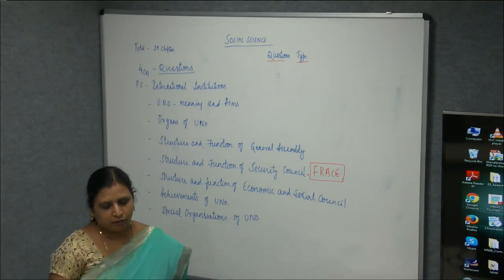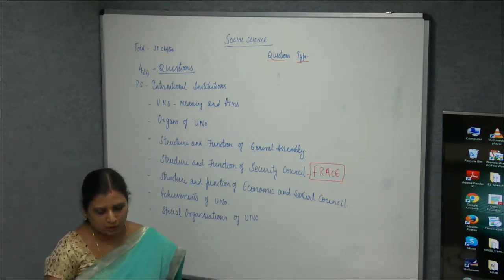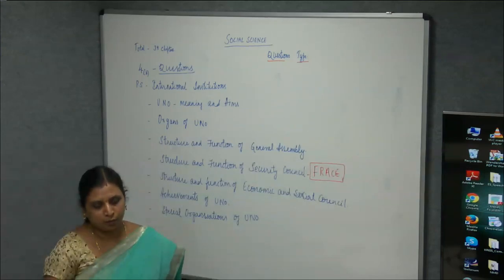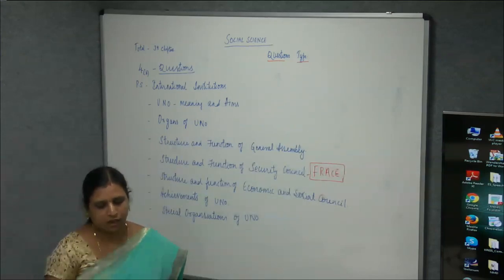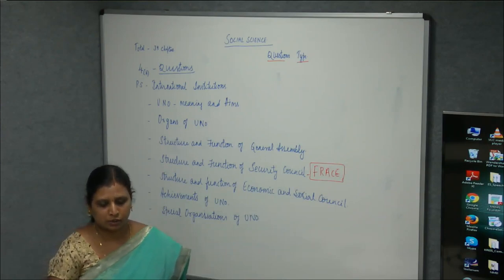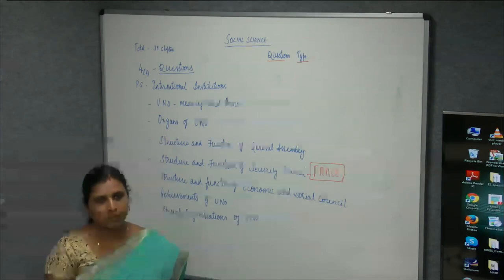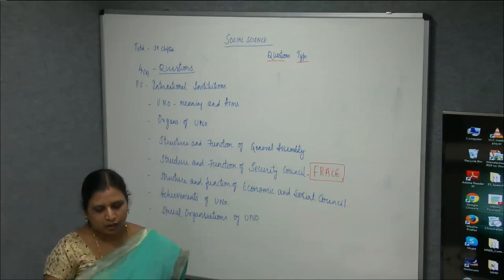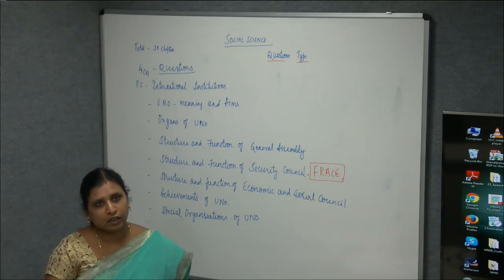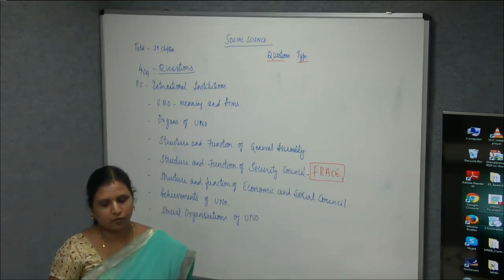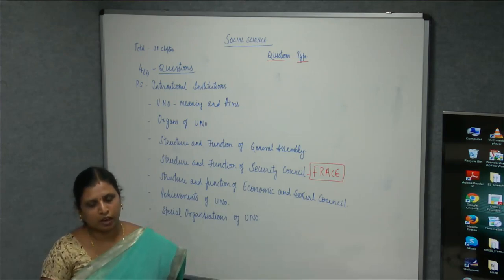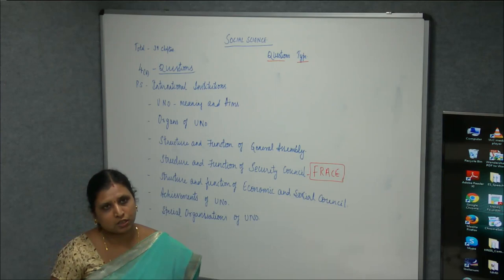And the functions of this Economic and Social Council: conducting studies on economic, social, cultural, educational, health and other international issues. Issues like refugee problems, the status of women, housing, etc. come under its purview. Making recommendations on issues of human rights and basic freedom, organizing conferences on human resources, culture, education and other issues, and coordinating the functions of special bodies like the ILO, FAO, WHO and other institutions.